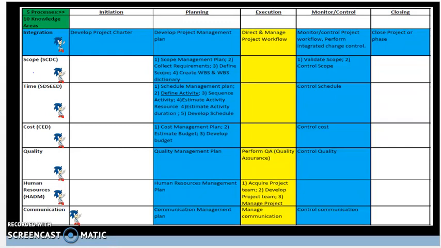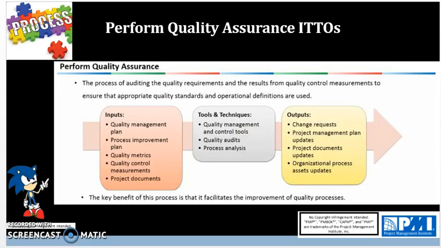So to clarify, Perform Quality Assurance is the process of auditing the quality requirements and results from quality control measurements to ensure that appropriate quality standards and operational definitions are used. So that's the whole essence of Perform QA.